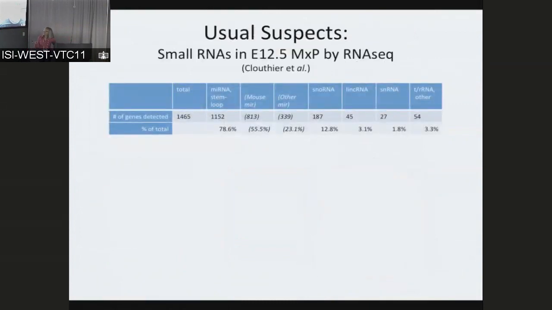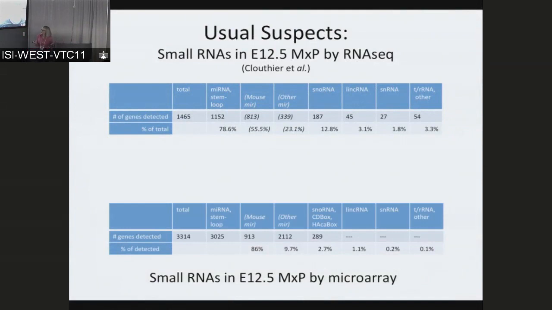And then going on, are we detecting the kinds of things that we expect to see? And so for this, I took the data from FaceBase 1 from the RNA-seq studies of E12.5 maxillary process, and processed that through. They detected about 1,500 different genes represented in their small RNAs, many of which were microRNAs, either from mouse or other species, and then some of these other snoRNAs and snRNAs. So this we took as sort of a gold standard for what you might expect to see in these samples, and we asked how close the chips were to reproducing that.